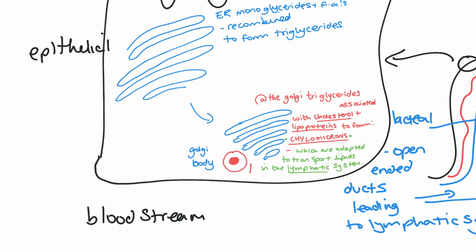And that vesicle transports it towards the cell membrane of the epithelial cell, where it fuses with the cell membrane of the epithelial cell, and the chylomicron is exocytosed. And where is it exocytosed to? Well, it is exocytosed into the lacteal.